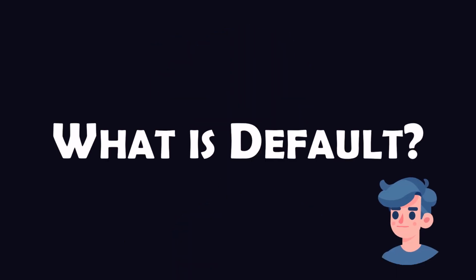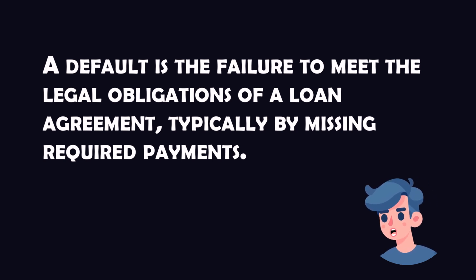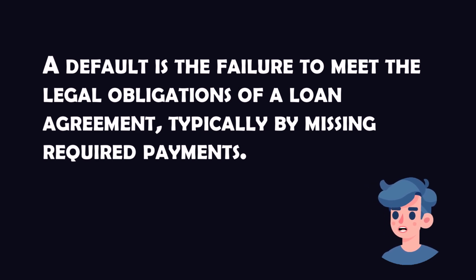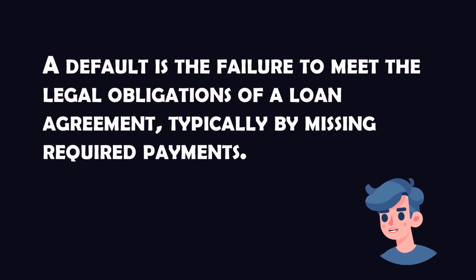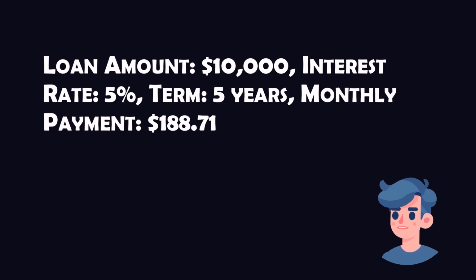In simple terms, a default occurs when a borrower fails to meet the legal obligations of a loan, typically by not making the required payments. Defaults can take place in any debt agreement, including mortgages, car loans, corporate bonds, and government bonds. To better grasp this concept, let's consider an example.